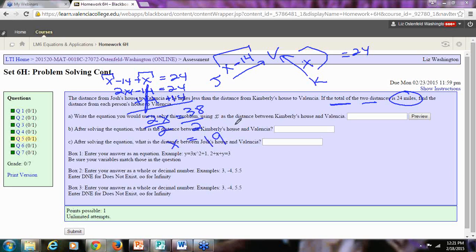So then let's answer the questions. Write an equation that I would use: this one, 2x minus 14 is 24. After solving the equation, what is the distance between Kimberly's and Valencia? Well, if Kimberly to Valencia is x and x equals 19, that would be the distance. And after solving the equation, what is Josh's distance? Well, Josh's distance is x minus 14. X is 19 minus 14, so Josh's distance is 5.